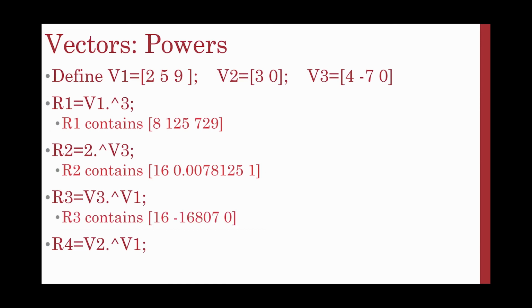I can also do v3 to the power of v1, so that's going to do 4 to the 2, minus 7 to the 5th, and 0 to the 9th. What happens if I try to do v2 dot caret v1? Well, again, I'm going to get an angry message saying that your matrix dimensions must agree because v2 and v1 do not contain the same number of elements.